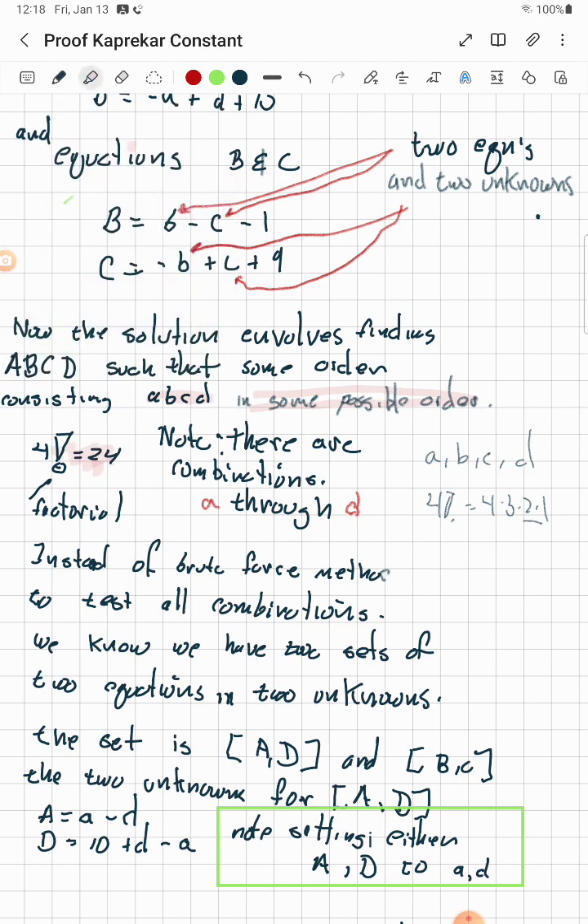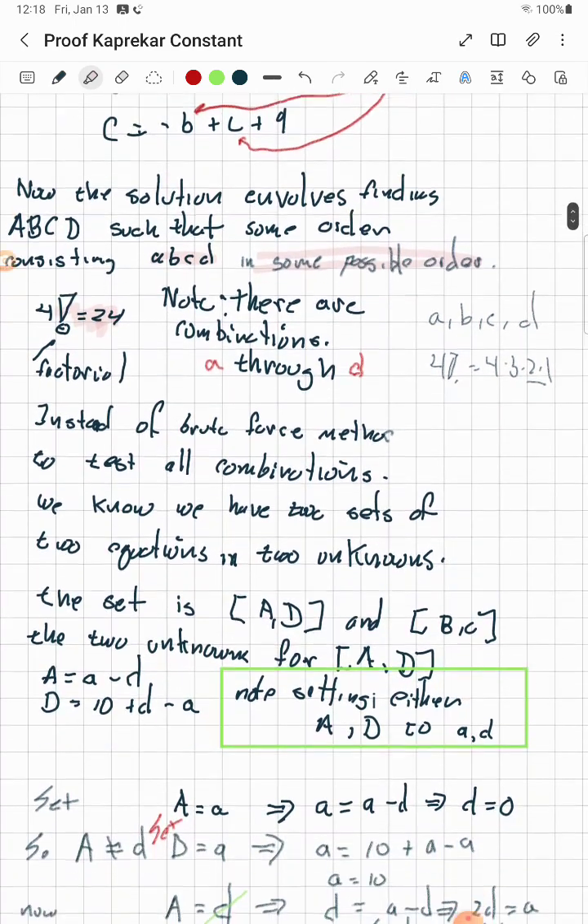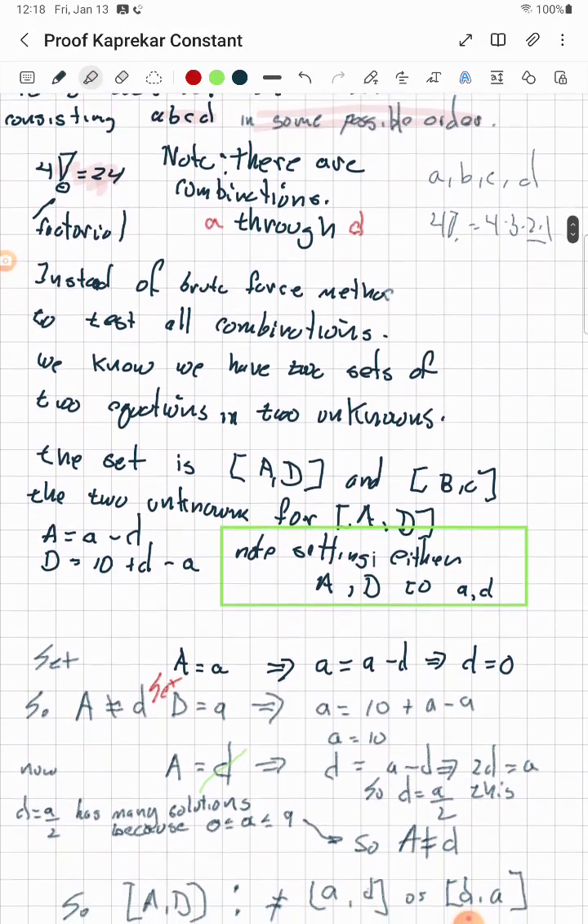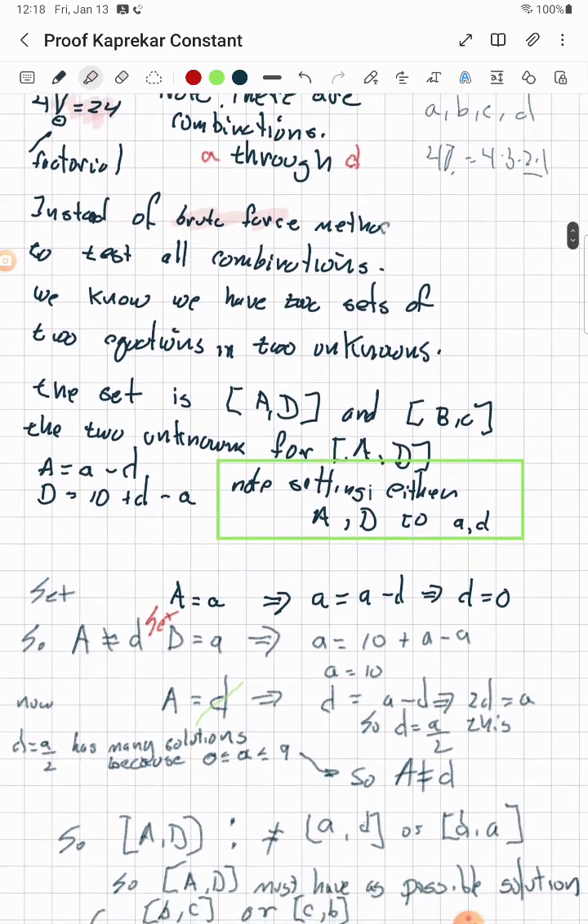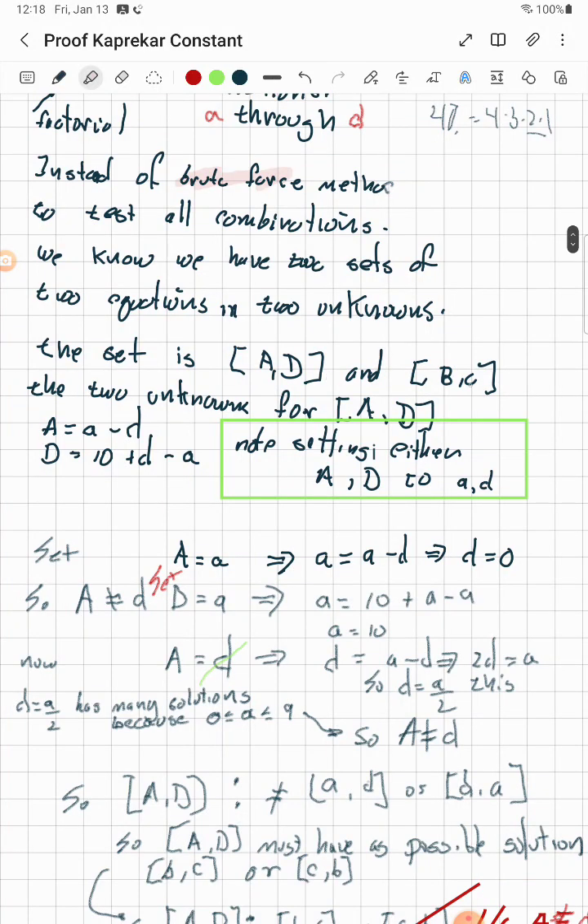Now, you could try all 24 combinations and just muscle your way through it. But we might be able to find a little easier way to look at it. So you can do what we call brute force, because that's just trying all the combinations. But there are some hints that are going to help us. We know we have 2 sets of 2 equations and 2 unknowns. So we're going to have AD and BC.